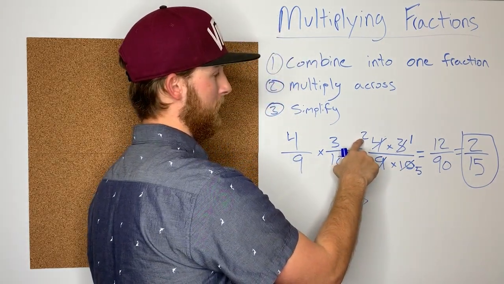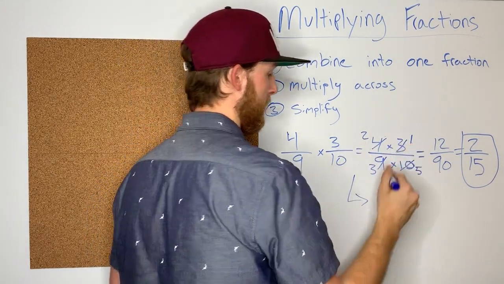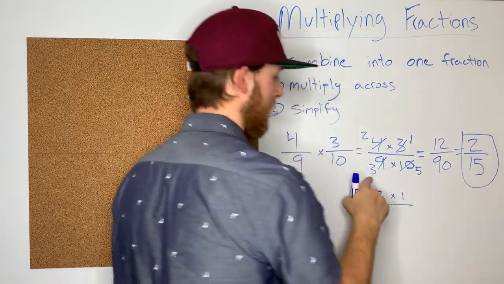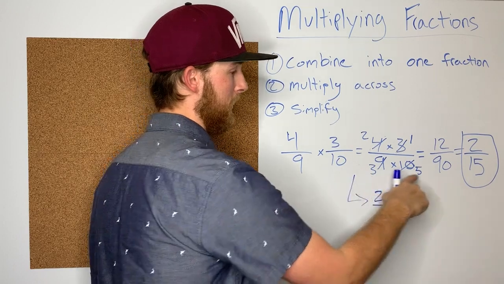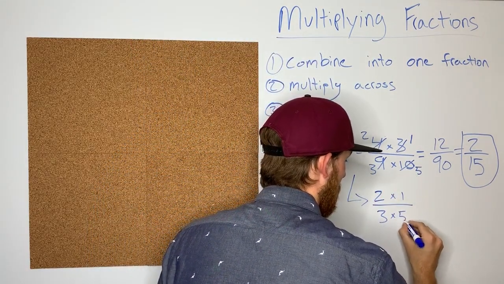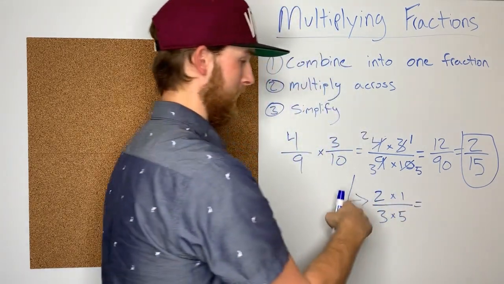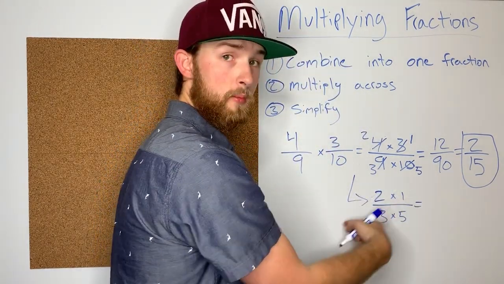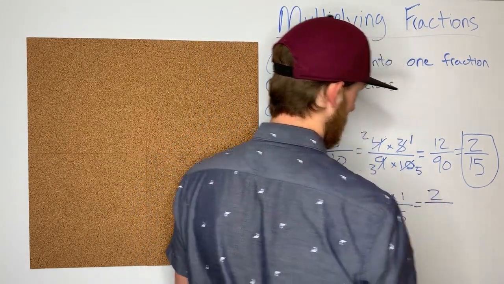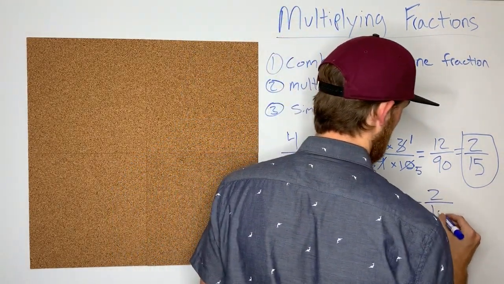So all we do now is say, hey, 2 times 1. And on the bottom, 3 times 5. Now we're back to the same thing. Just multiply across, and you have 2 times 1 is 2. 3 times 5 is 15.